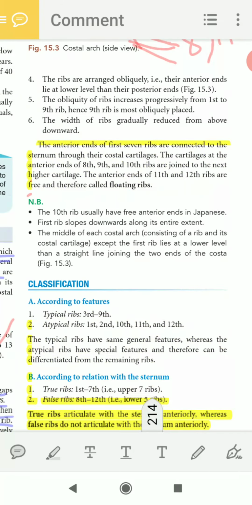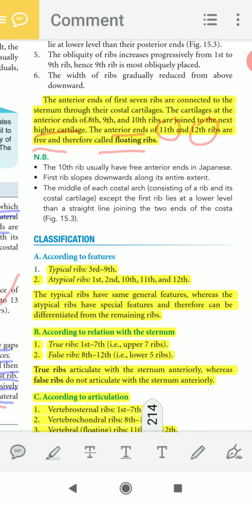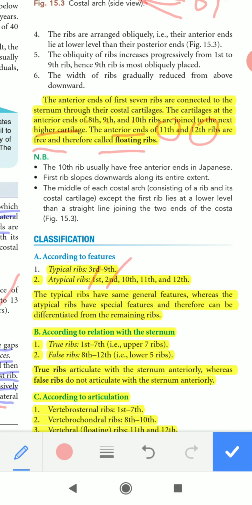Now come to the classification. The classification of the ribs is very important. According to the features, they are classified into typical ribs and atypical ribs. The typical ribs are from 3rd to 9th rib, and atypical ribs are the 1st, 2nd, 10th, 11th and 12th ribs. The typical ribs have same general features. They have general features in common, so they are called typical ribs. But the atypical ribs have special features, special characteristics, so they can be differentiated from the remaining typical ribs.